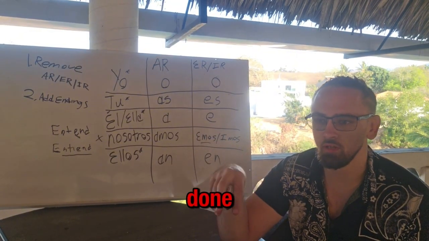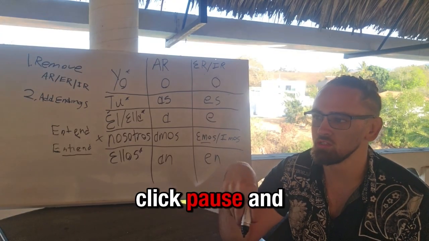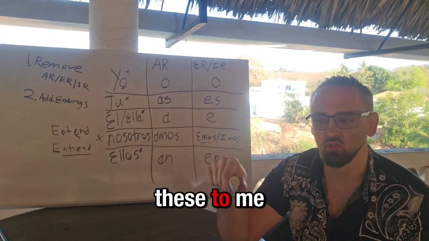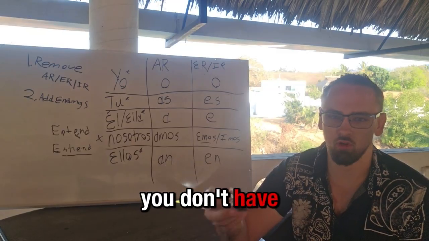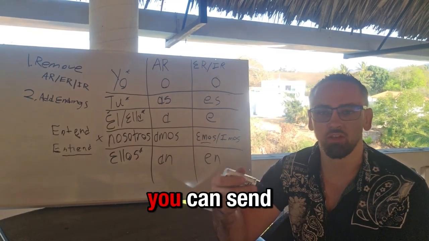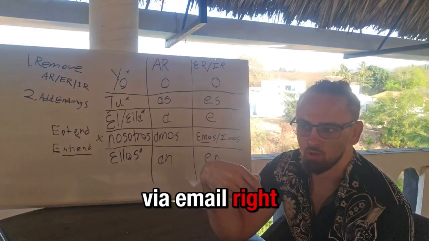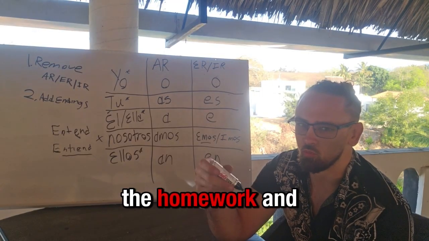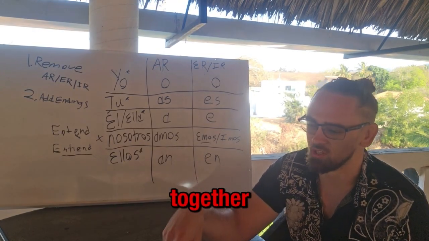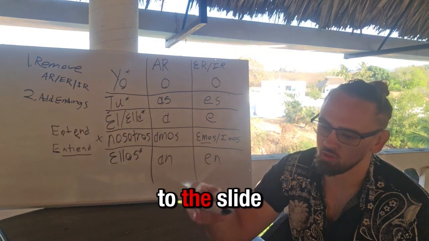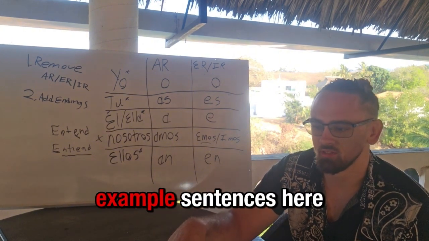While you're working, click pause, and once you're done, you can send these to me. If you're sure about it, you don't have to send them to me. But if you want my feedback, you can send them to me via email, right? And I'll check them. Send them with the homework and with the project, just so everything's together.